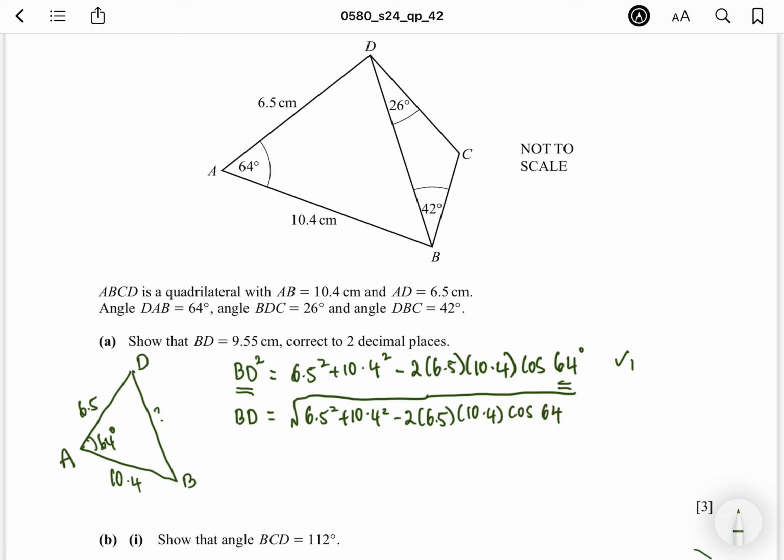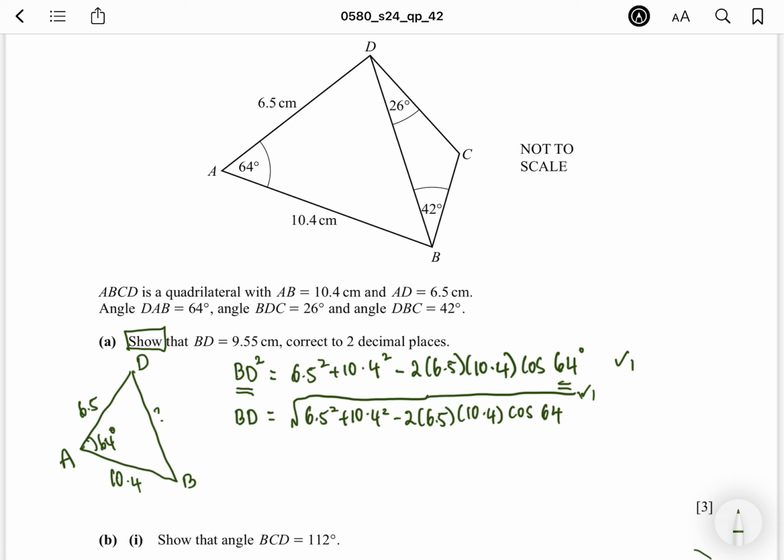Sometimes you make a mistake, like writing 4 instead of 9, and then the second line is different from the calculation that needs to be done. So that is 1 mark. The square root is 1 mark. Remember, the question says show that, so show the steps. One is using the formula, the second is the square root, and the third is you should get the answer 9.55 correct to 2 decimal places.